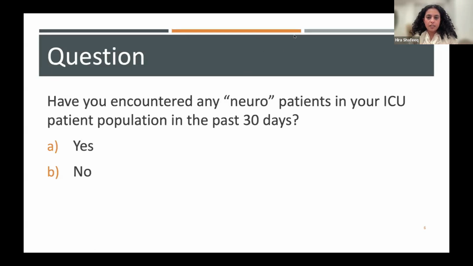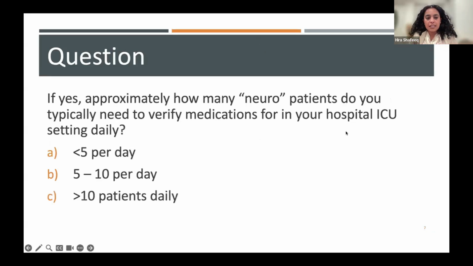All right, let's see. Okay, so a fair amount: half say yes and half say no. So we're going to move forward with the ones that said yes. If you have, how many neuro patients do you typically see or need to verify medication orders for in your ICU? Is it less than 5 a day, 5 to 10 per day, or more than 10 patients in a day? I have a feeling it's going to be closer to less than 5 a day, but I wanted to see. And again, this is only for people who do see neuro ICU patients.